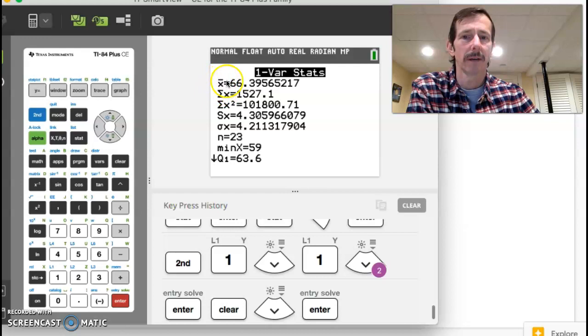That's x-bar. That means the average or the mean. These are things that are used to calculate the mean. We'll talk about these two later. N is referencing how many data values you have. There are 23 kids with heights. This is obviously the minimum value. The shortest person was 59. This is quartile 1, which is the 25th percentile.